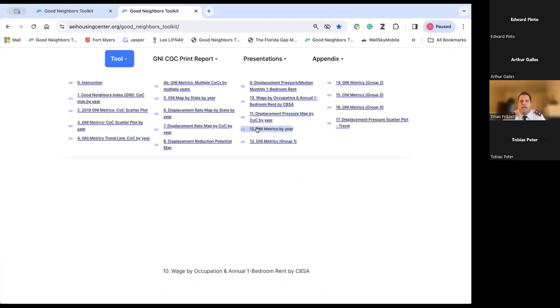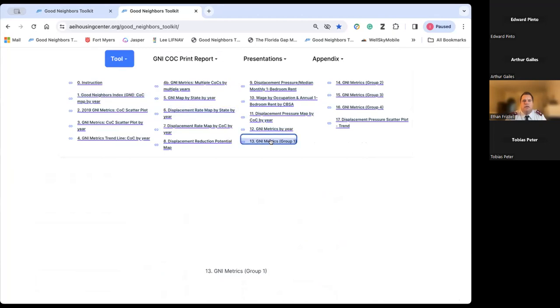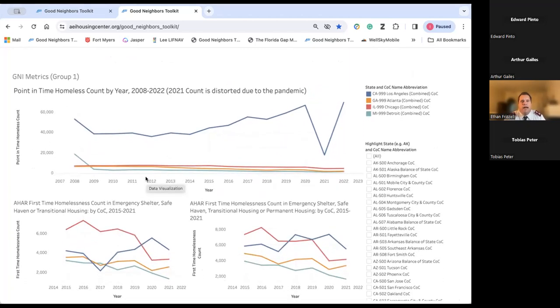So next we're going to look at 12, 13, 14, 15, 16. When we get to 13 through 16, what we're going to see there is data that's usually brought from, excuse me for that, metrics that are required by HUD in the AHAR, the annual homeless assessment report. And so this is data that's automatically uploaded from the local continuum of care through the regional office to HUD. We then receive that information and use it here.